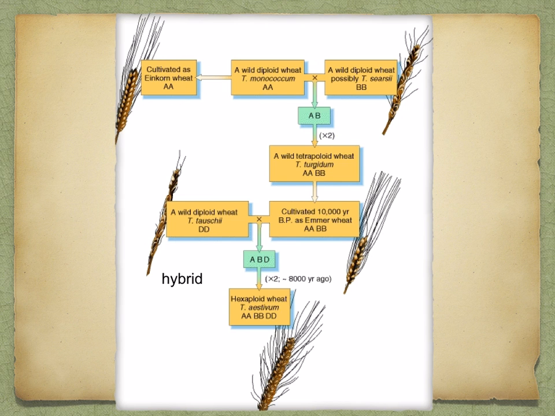Another hybrid was formed when the genotype ABD resulted. And then this underwent chromosome doubling, and it resulted in a hexaploid wheat, which we call our common bred wheat.